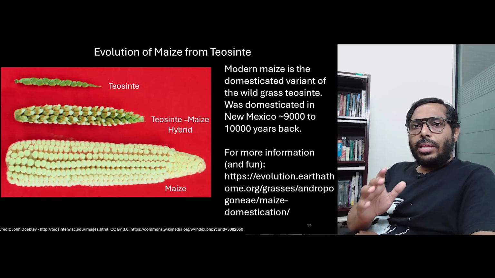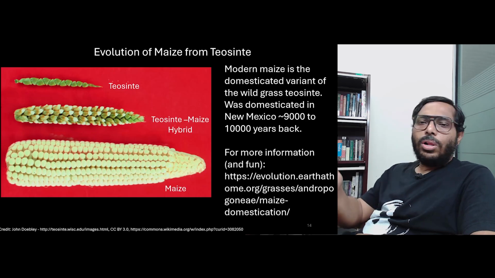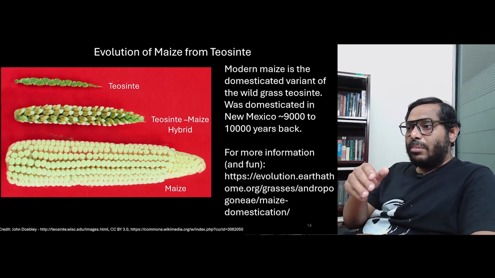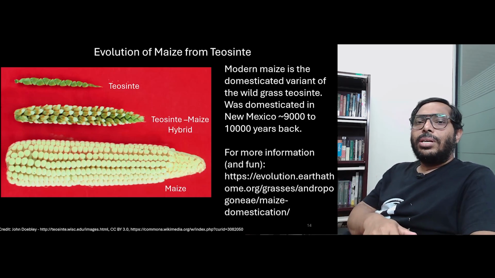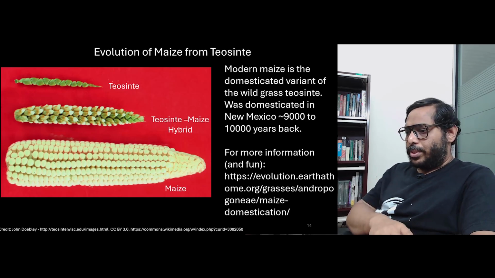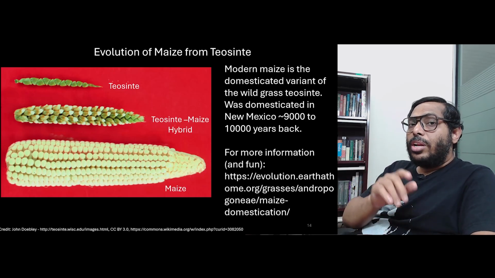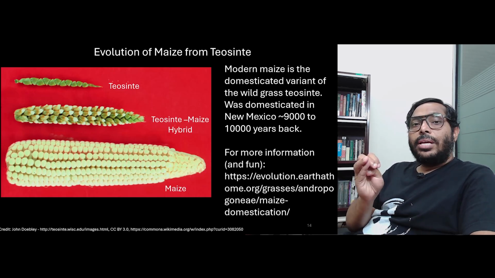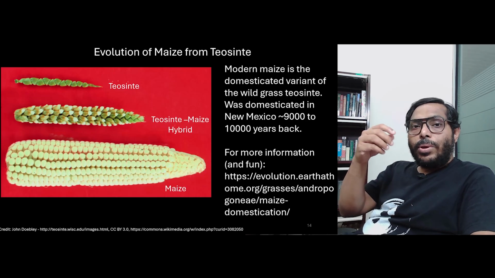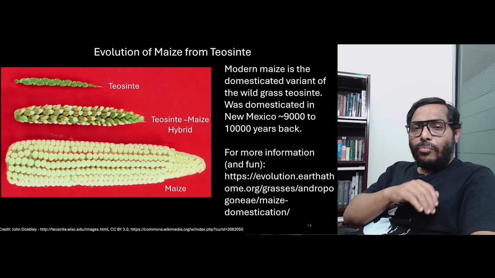And then slowly, by the process of breeding, Mexican farmers ended up bringing it from teosinte all the way to maize. But very interestingly, even today teosinte and maize can interbreed, and therefore you can have teosinte-maize hybrids, as you see in the middle. You can see it's intermediate between the two forms. Now, this is by no means the only example. Remember, we have already looked at the example of cabbage, cauliflower, broccoli, kale, all of them derived from some Brassica family plant within human history.